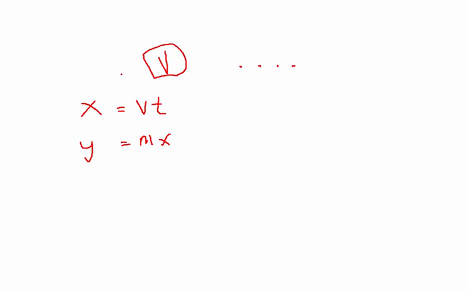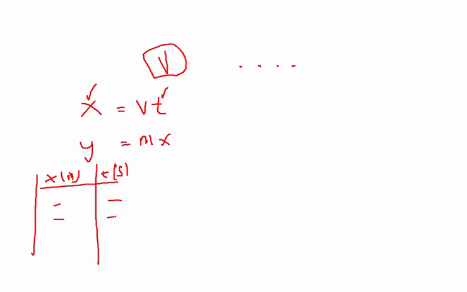So, if we measure distance x of a moving object at different times t and tabulate them, say like this, we have distance x in meters, and time t in seconds. You got each x value corresponding to a time value.